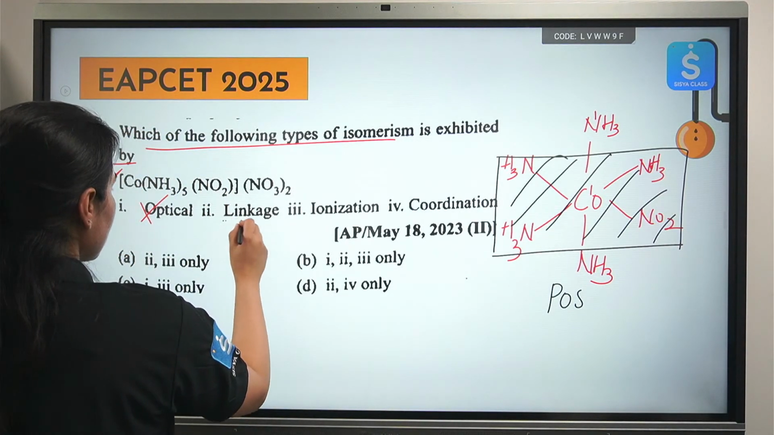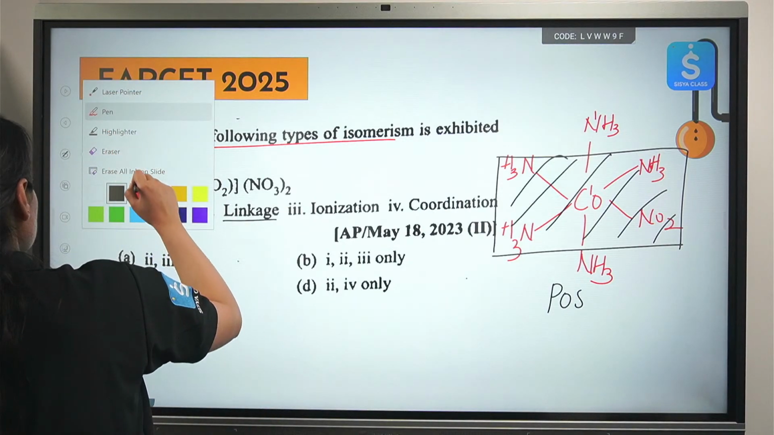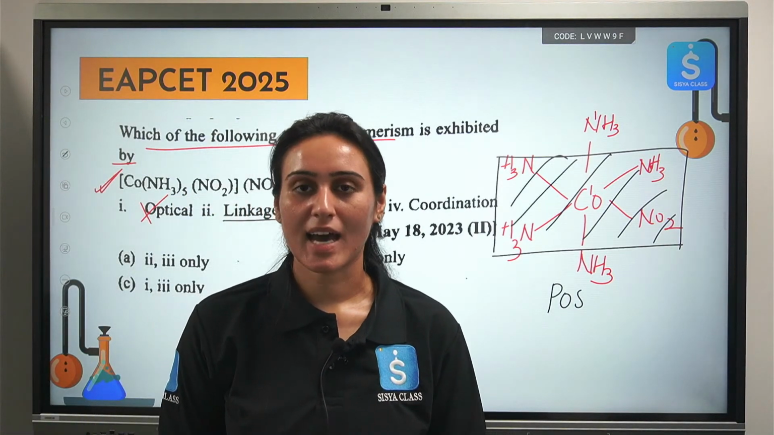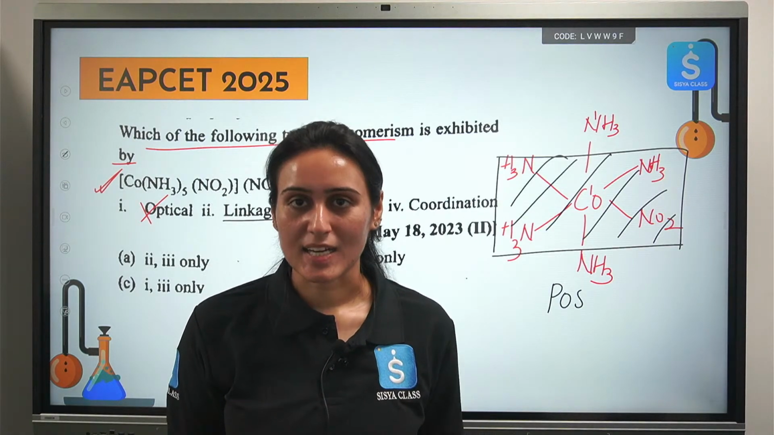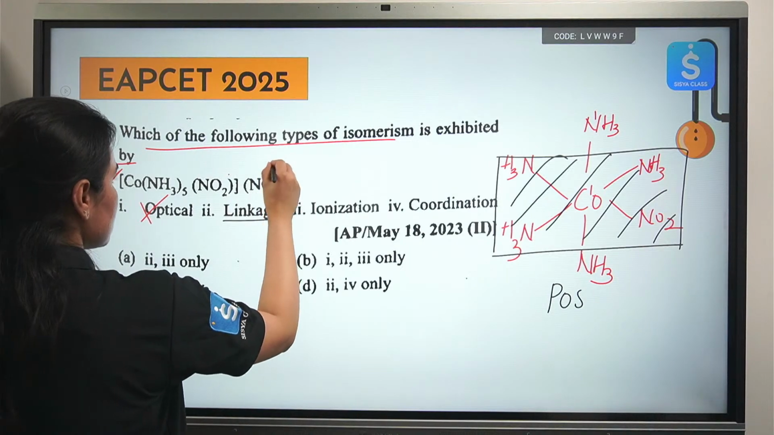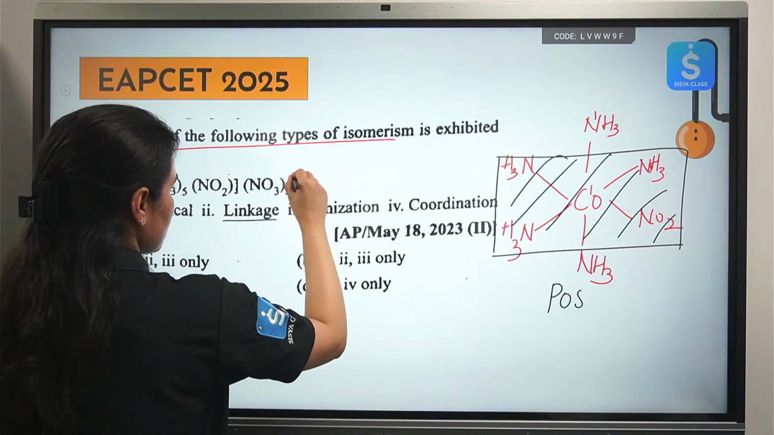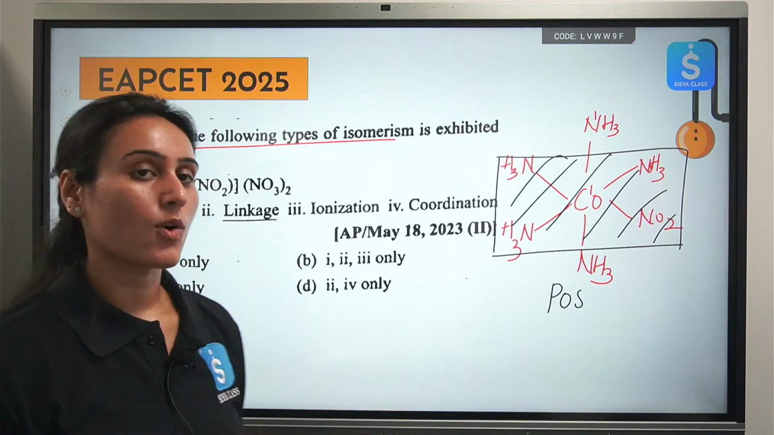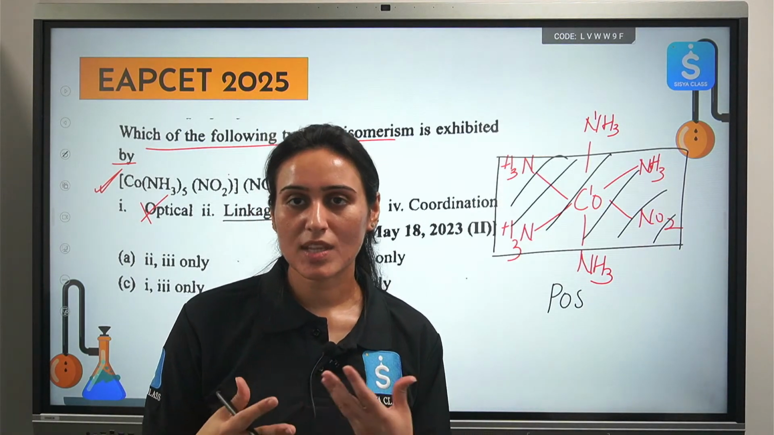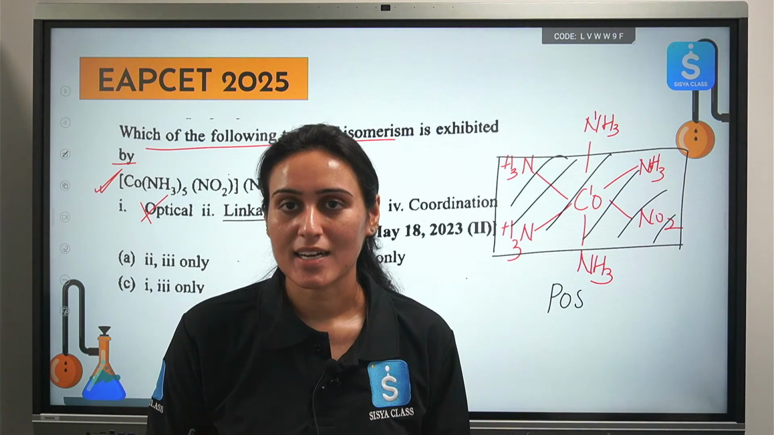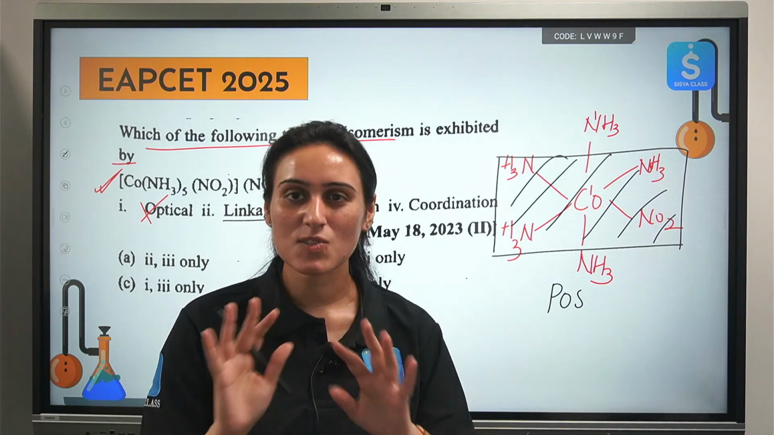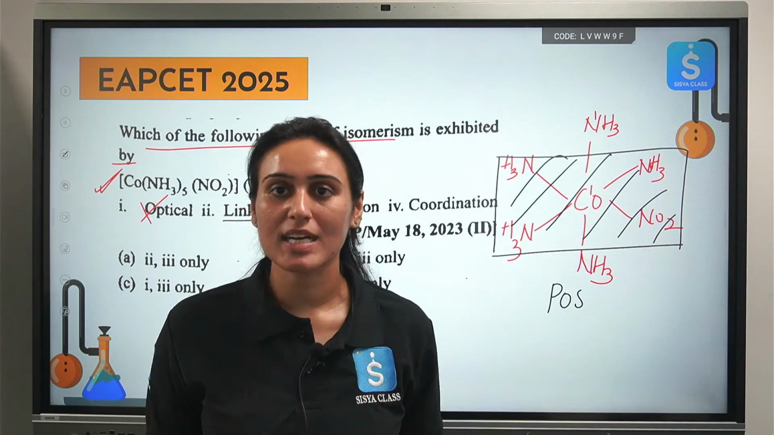What about linkage isomerism? Will it show linkage isomerism? It will definitely show linkage isomerism. Why? Because we have an ambidentate ligand here. This is your ambidentate ligand, so it can be present as ONO also. What is an ambidentate ligand? In which the same ligand can donate through 2 different donor atoms, but only one is able to donate at a time. So, it is not a bidentate ligand, it is a monodentate ligand only.